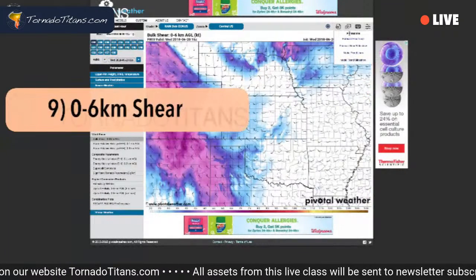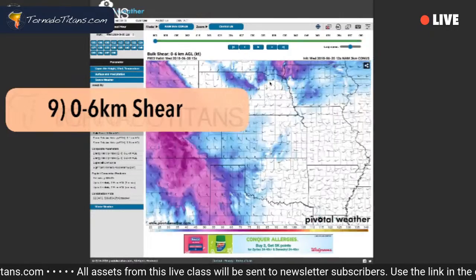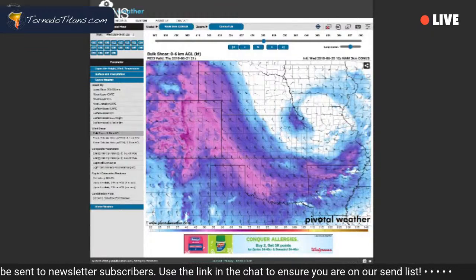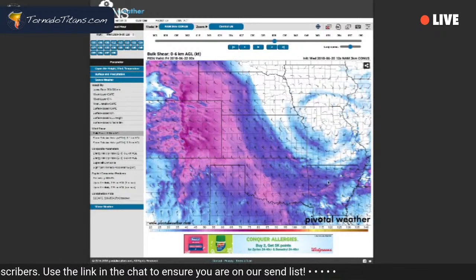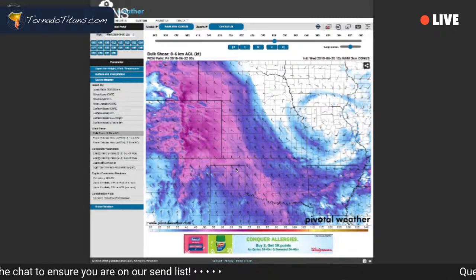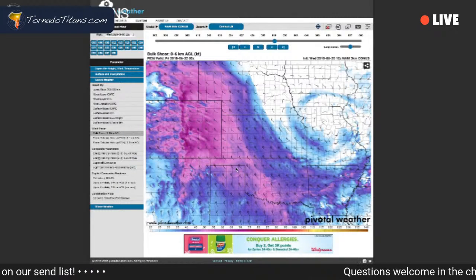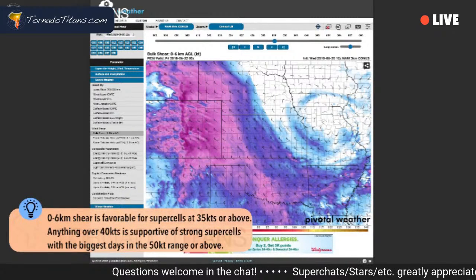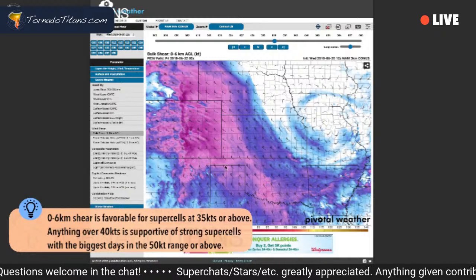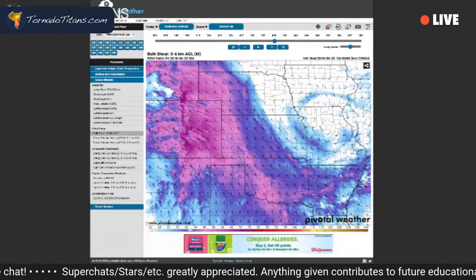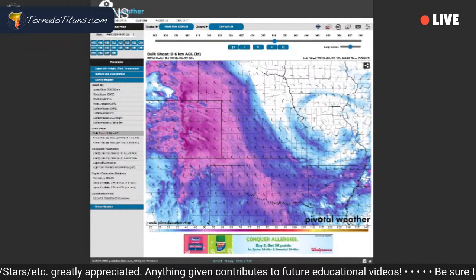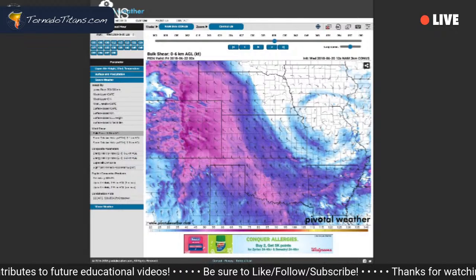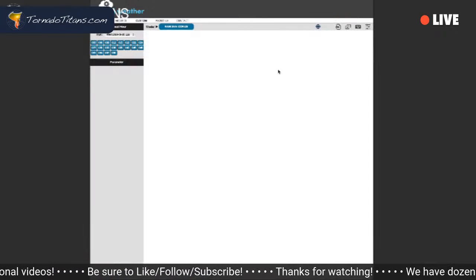And number 9, 0 to 6 kilometer shear. I look at the overall shear of an environment as well to determine if supercells are possible or not by looking at the 0 to 6 kilometer shear value chart. This measures the change in wind from the surface to 6 kilometers up in the atmosphere. And the more you have, the more organized storms are going to be. For 0 to 6 kilometer shear, anything above 30 knots I consider pretty solid for supercells. My preferences are anything above 35 to 40 knots. The biggest tornado days see bulk shear in the 40 plus range typically, with the average of these big tornado days actually being closer to 50 knots. Keep that in mind.